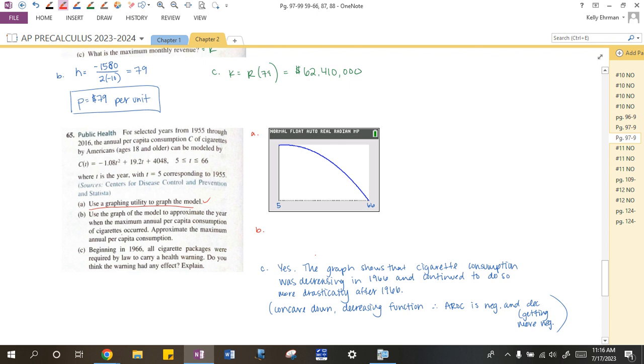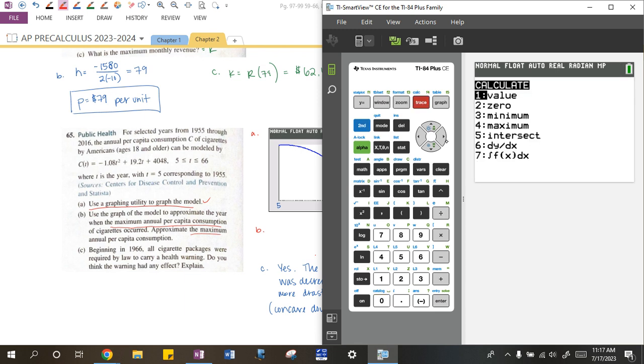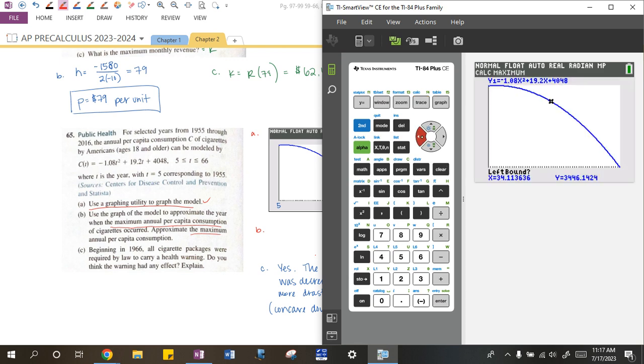Use the graph to approximate the year when the maximum annual per capita consumption of cigarettes occurred, and then approximate that maximum. So find the maximum. It looks like the vertex is up here somewhere. Makes sense. It's like earlier in the 50s. So we're going to find the maximum. This takes my cursor a long time on the computer to get over there. Remember to move a bit to the left. So I'm not sure, that looks like a flat line. So I'm going to go pretty far left and press enter. And then I'm going to try to get past that flat line. Press enter and then have it guess.